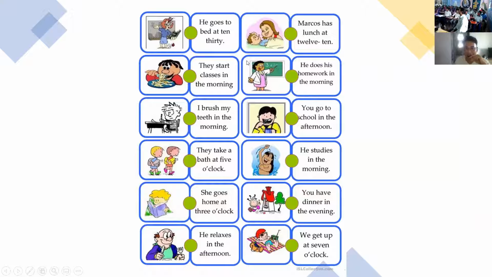So can anybody read this one for me? Yes. Okay, first one. He goes to bed at 10:30. Yes, he goes to bed at 10:30. Okay, and second one. Machos has lunch at 12:10. Okay, so when do you have lunch every day? At what time do you have lunch?